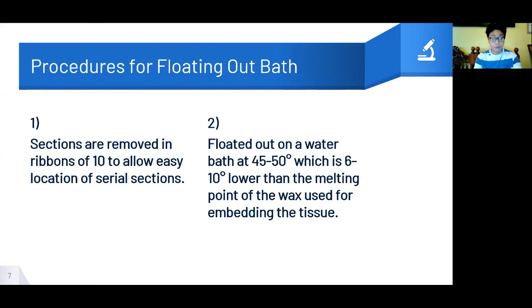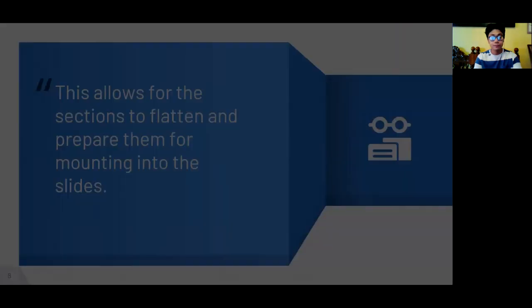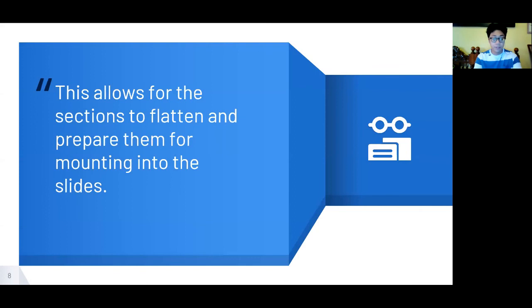Procedures for floating out bath. First, sections are removed in ribbons of 10 to allow easy location of serial sections. It is then floated out on a water bath at 45 to 50 degrees, which is 6 to 10 degrees lower than the melting point of the wax used for embedding the tissue. This allows for the sections to flatten and prepare them for mounting into the slides.